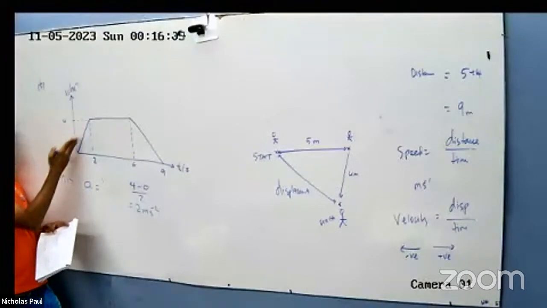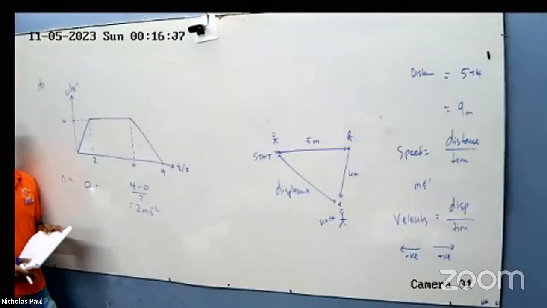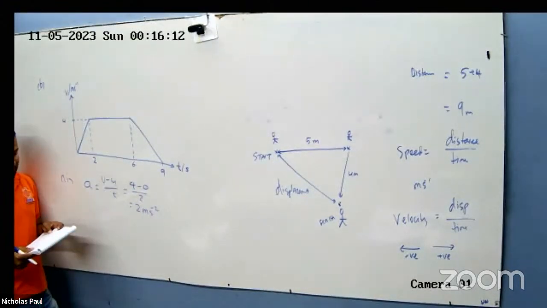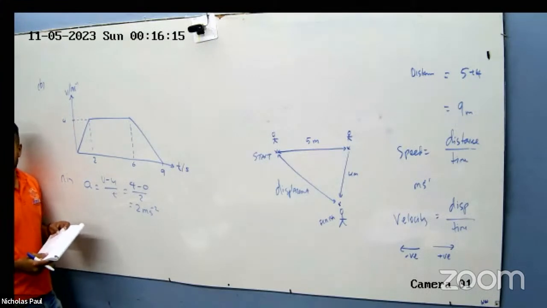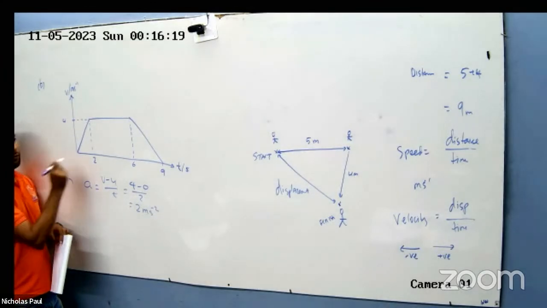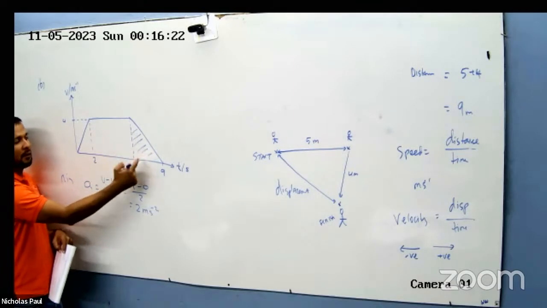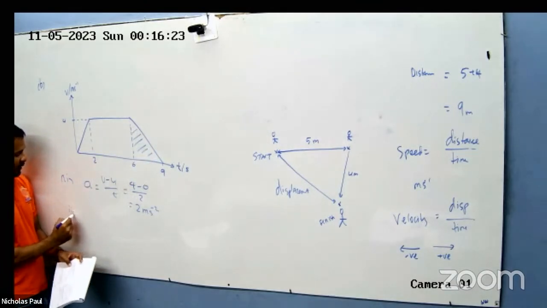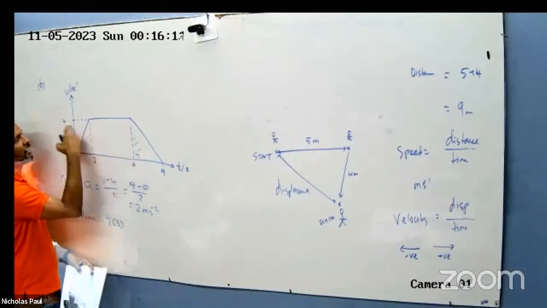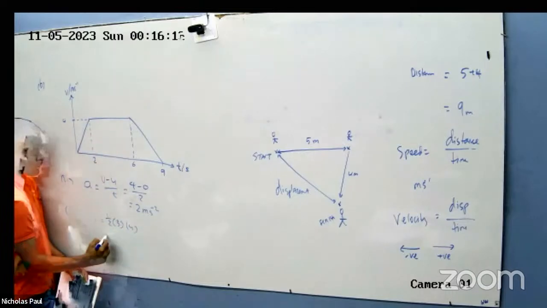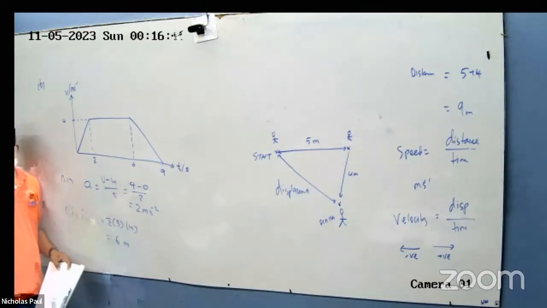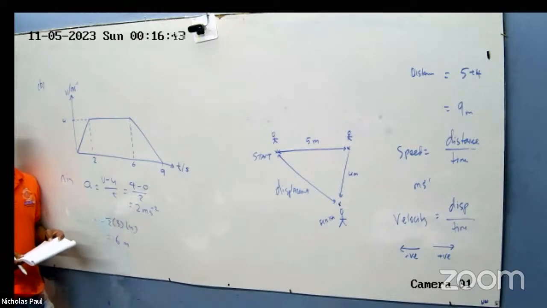Find the distance traveled while decelerating. Decelerating is where on the graph? Decelerating is here, so you want to get the area there. It's a right angle triangle, so it's half base, which is 3, by the height, which is 4. Half of 12 is 6. And then they want the total distance traveled. What will be the total distance traveled?